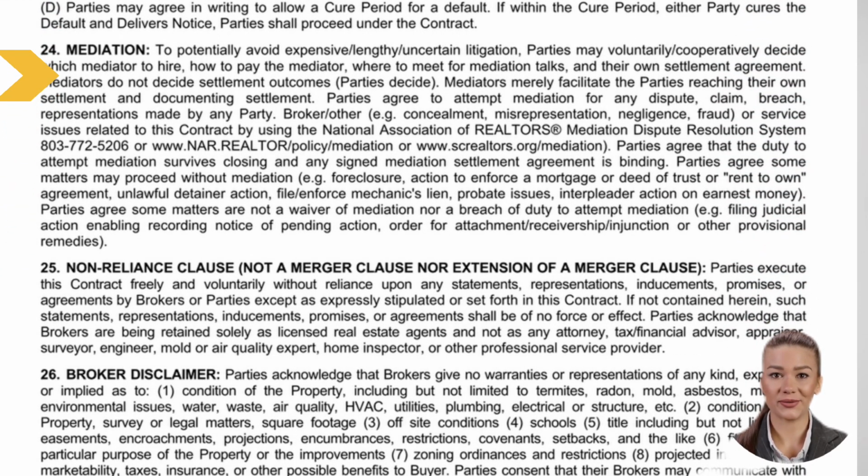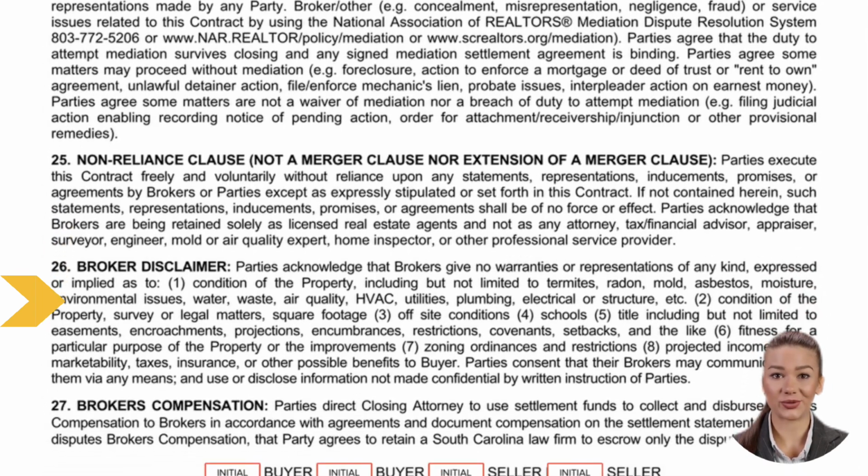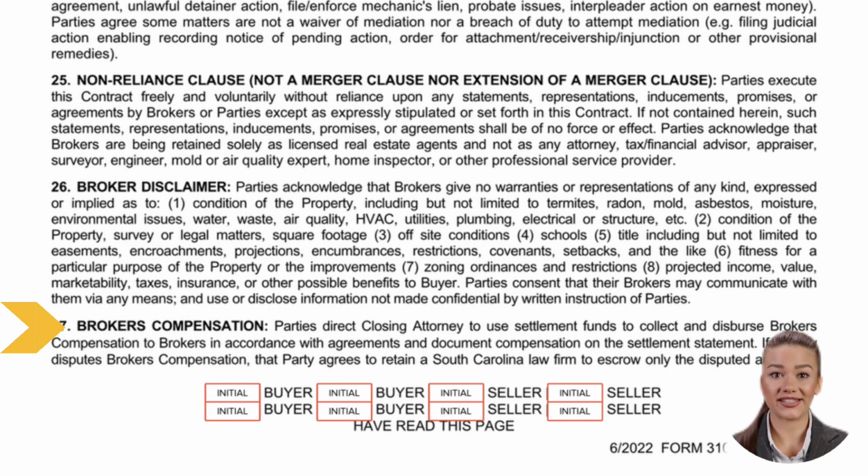Section 24 talks about mediation, if needed, and how to start that process. Section 25 also states that all agreements must be in writing, and if it is not included in this contract, it will not apply. Section 26 lets the parties know that the broker gives no warranties on the items listed here. Section 27 refers to the broker's compensation.